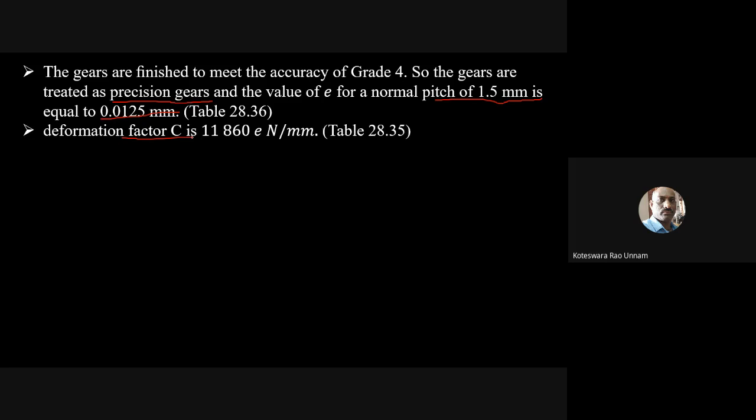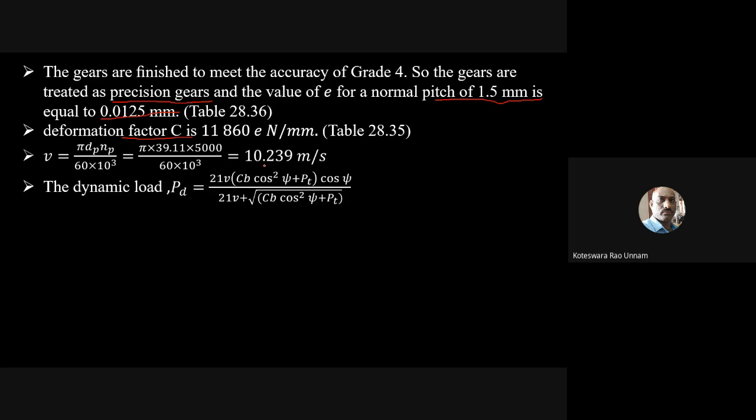11,860 into E is Newton per mm, which is going to be the value for C. So once you have C and E values, then you can calculate the velocity V also. The formula for velocity is pi dp np by 60 into 10 cube. If you substitute that, you get 10.239 meter per second as the velocity. Then you can calculate the dynamic load.